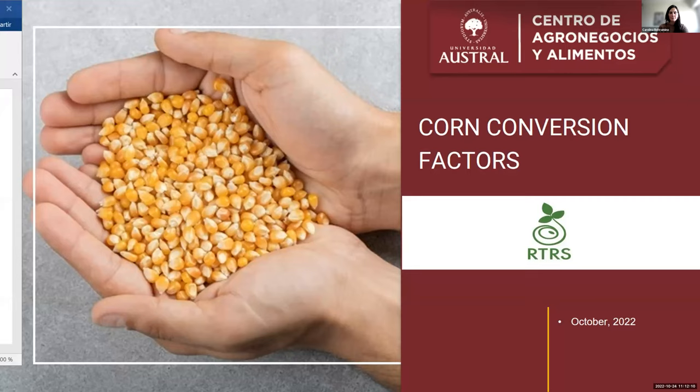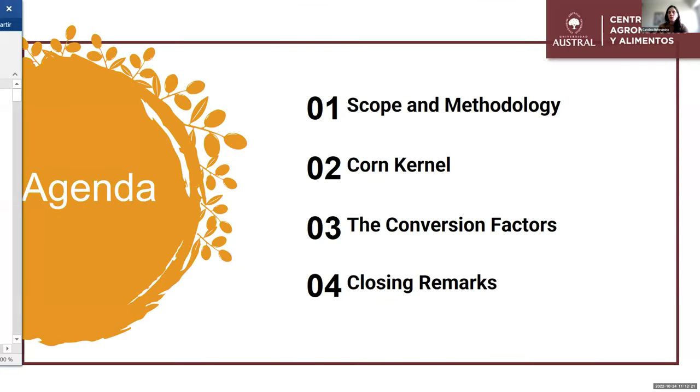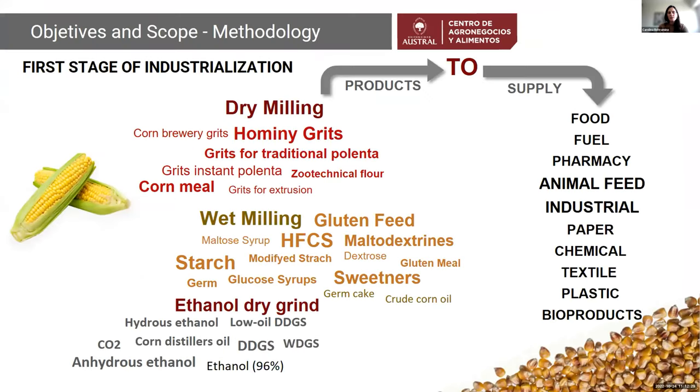Go ahead, Carolina. Perfect. Okay, so in the next slides, what I'm going to explain is what's behind the calculator, right? So first, I'm going to go through the scope and the methodology of the assessment. The research is focused on the first processing of corn, and our scope includes three industrialization processes: wet milling, dry milling, and ethanol production.